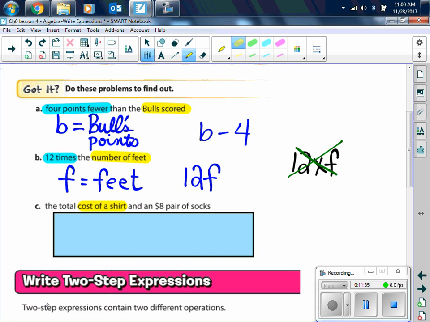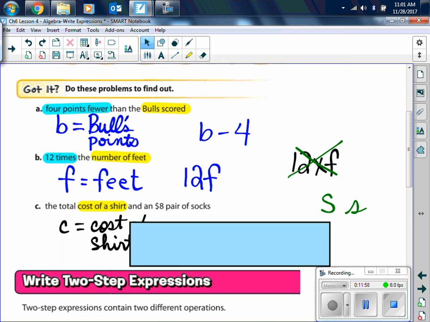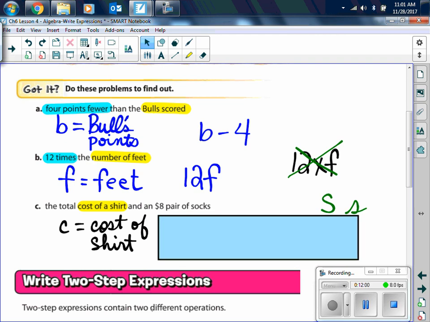Okay. Now, I usually don't use S unless it's cursive like this, because sometimes your 5s look like S's, right? So I don't usually use S unless I write it as a cursive S, okay? So here, we use C for cost of shirt. I used C rather than S.